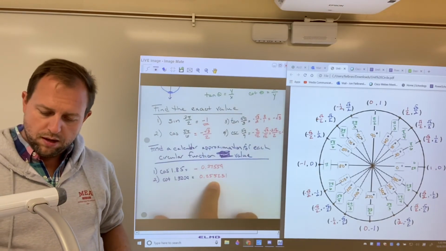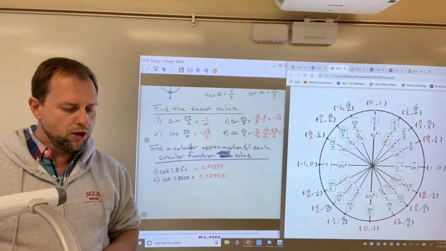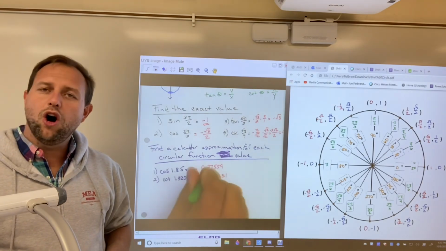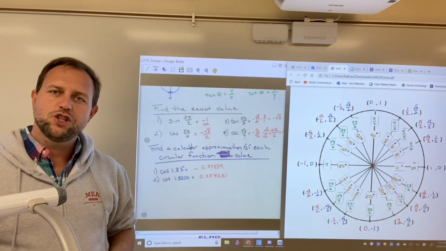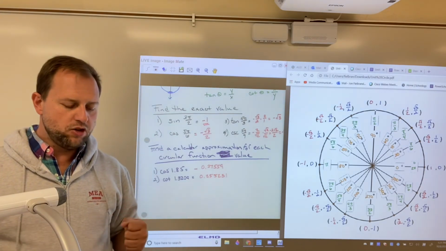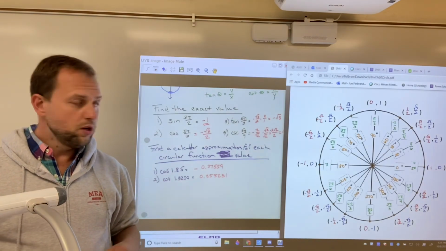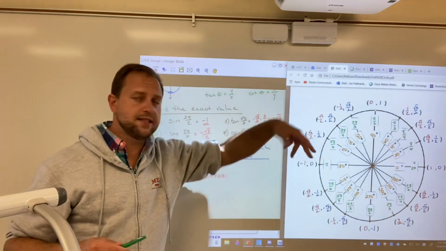Okay? So that's how you find the calculator decimal approximations. You will only use a decimal approximation when it is asked for. Otherwise, you are expected to find the actual value using the unit circle and getting exact values.